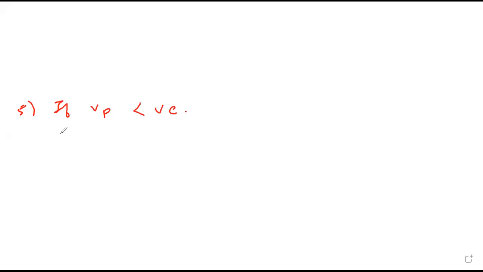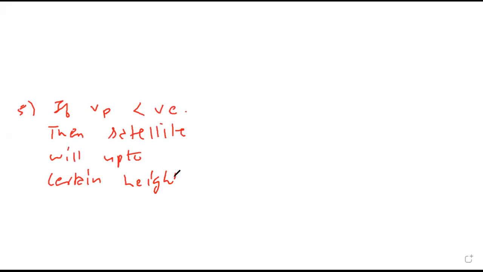If VP is less than VE, then the satellite will reach up to a certain height h equal to nR. Therefore, increase in potential energy will be equal to loss in kinetic energy while throwing. So whenever they say VP is less than VE, either they will ask you height or they will ask you velocity. So I will be using this formula.